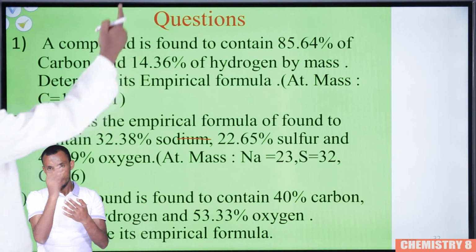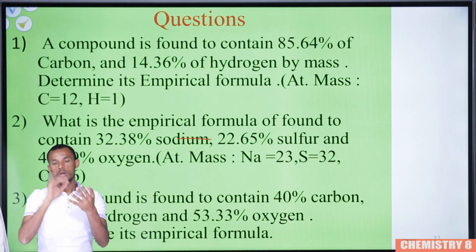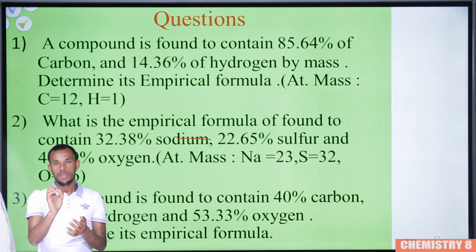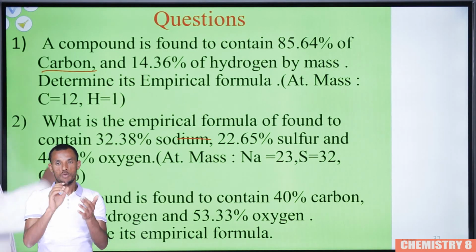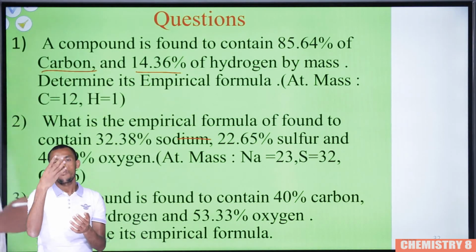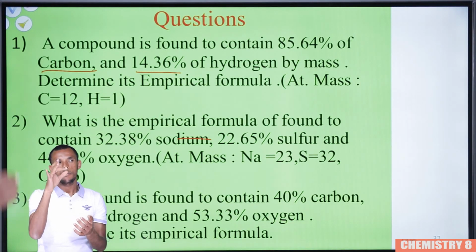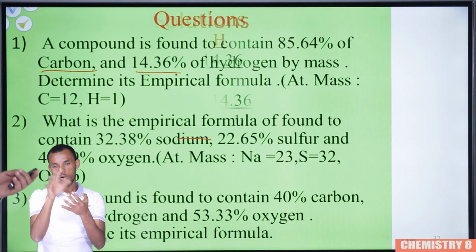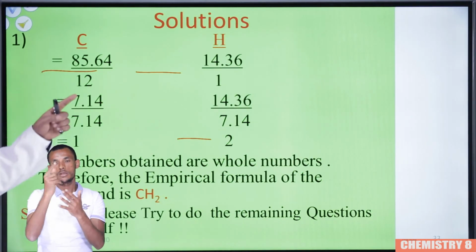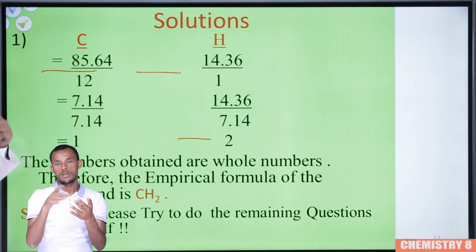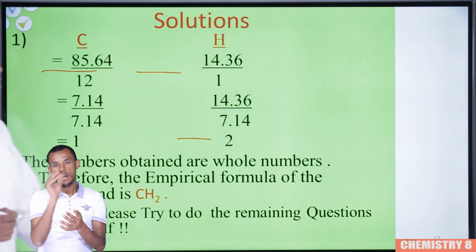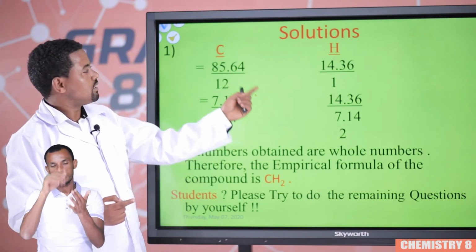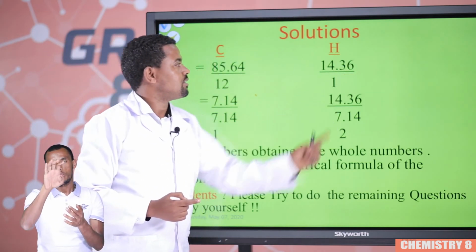If you take this example, a compound is composed of 85.64% of carbon and 14.36% of hydrogen by mass. Determine the empirical formula of the compound. Here in this case, what are the elements in that unknown compound? Carbon and hydrogen. What is their percentage? Carbon is 85.64%, hydrogen is 14.36%.